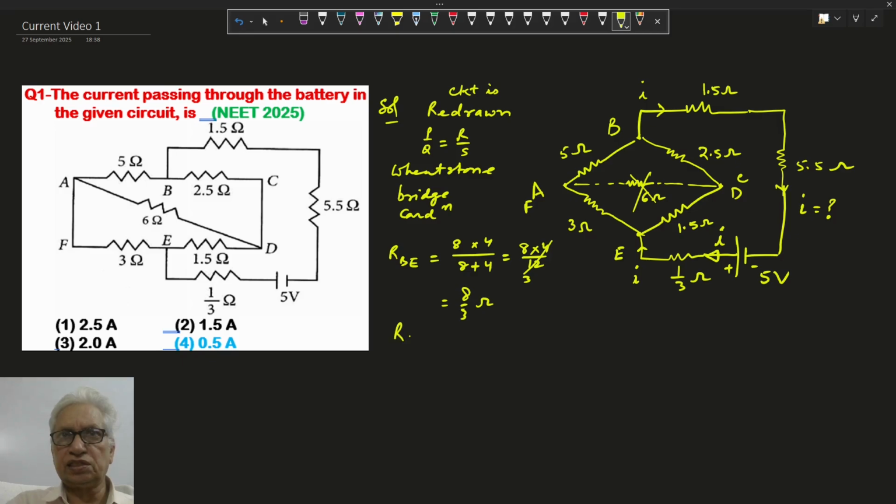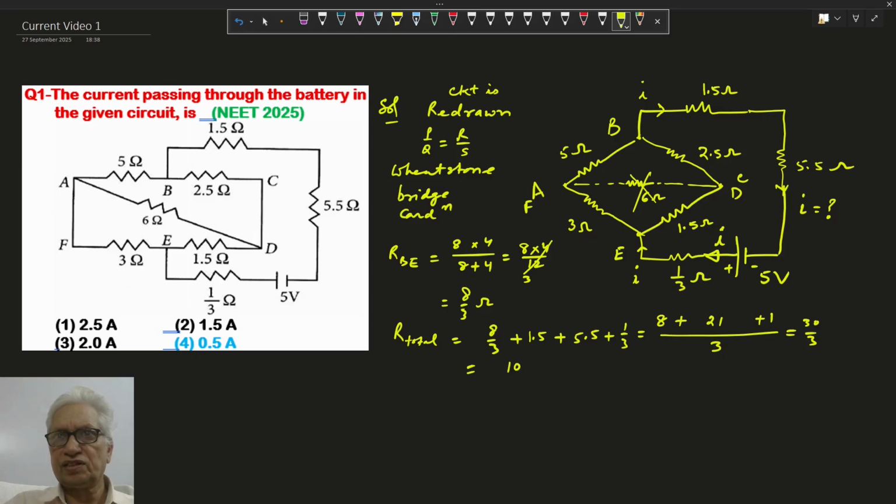And the total resistance of the circuit will be this 8 by 3 plus 1.5 plus 5.5 plus 1 by 3. Or we can write here the LCM 3. 5.5 and 1.5 will become 7. So 7 plus 8 by 3 plus 1 by 3, it will become 30 upon 3, which means 10 ohm resistance.